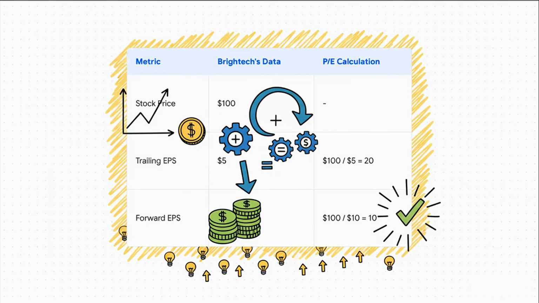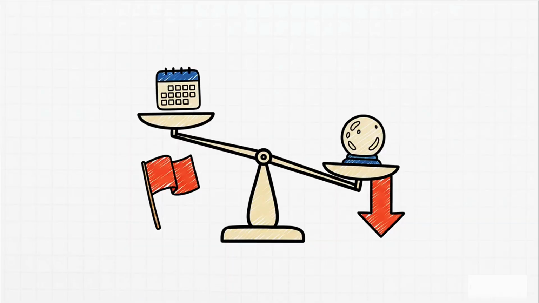Let's see how this plays out with our example, Brightech Solar. Based on what they actually earned last year, its trailing PE is 20. But analysts are super optimistic. They think earnings are going to double. So that cuts the forward PE all the way down to 10. When you see a forward PE that's lower than the trailing PE, it's a clear signal that the experts are expecting big growth. And you know, it works the other way too. If you saw a forward PE that was higher than the trailing PE, that's a bit of a red flag. It means analysts are predicting that profits are actually going to shrink over the next year.